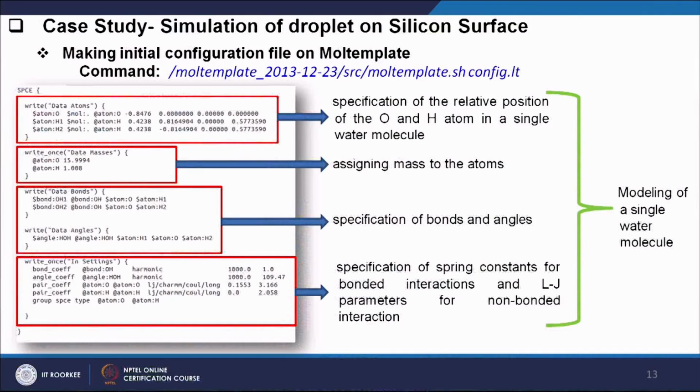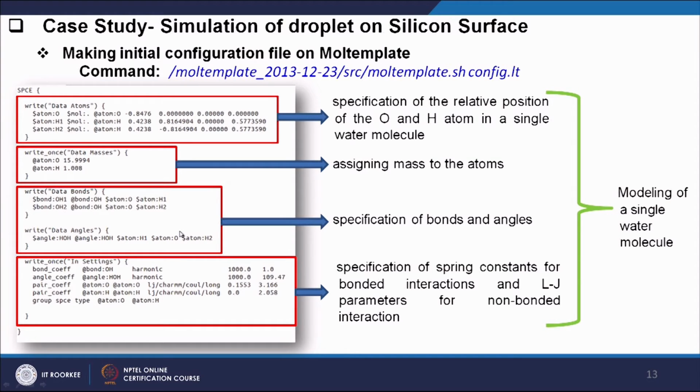Then we have given the mass of the hydrogen and oxygen also. For oxygen we have given 15.9994 and for hydrogen we have given 1.008. We have also selected what the bonds and angles will be. Bonds are selected between OH1 and OH2, and the angle has been selected between OH1 and OH2. So, that angle will be theta naught.